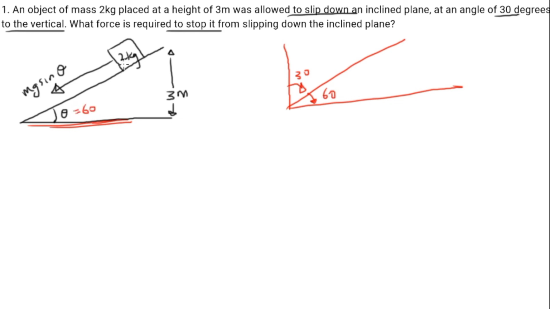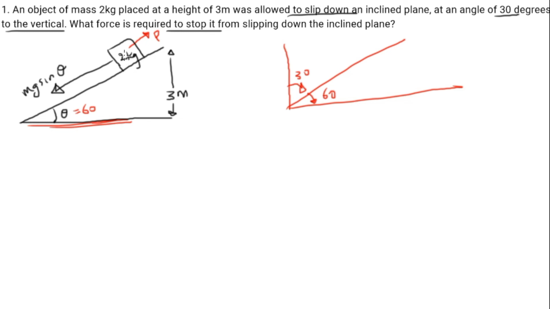So in order to find the force that is needed to stop this object from sliding along the inclined plane, we need to find the force that will oppose the motion in this direction. Notice that this surface has no friction. So if the object is placed on the inclined plane, it slides downward along the inclined plane with mg sine theta, which is the component of its weight.